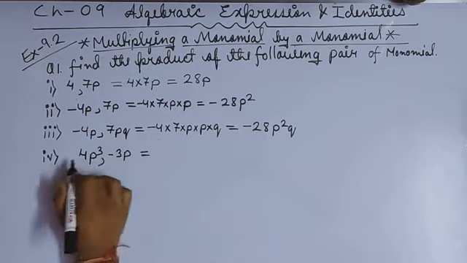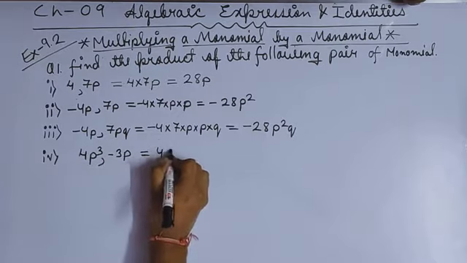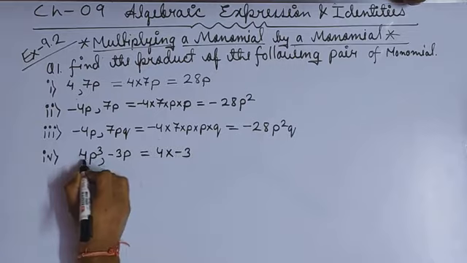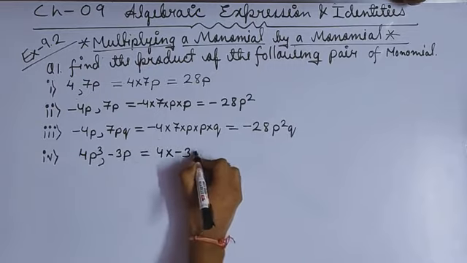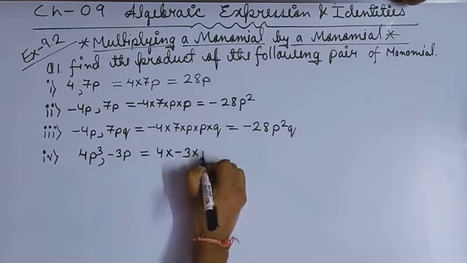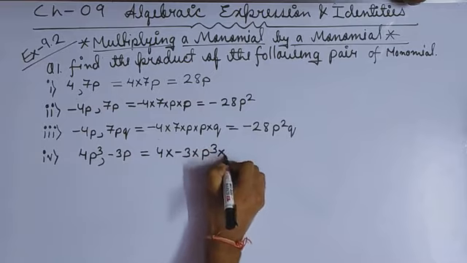So we will first multiply the numbers. So this is 4 multiply what? -3. This is your 4 and this is your -3. So 4 multiply -3, then multiply p to the power 3 multiply p.